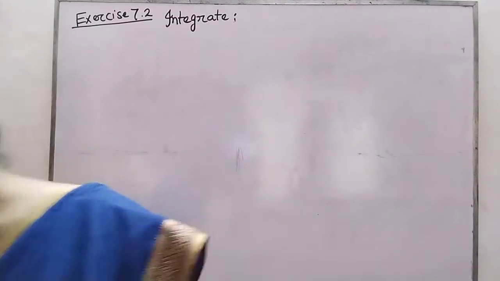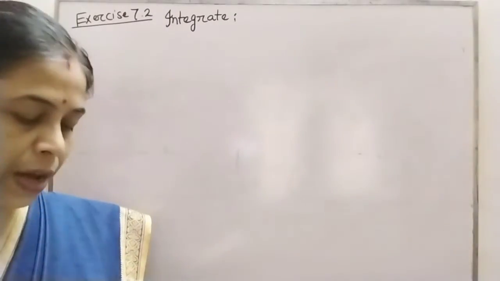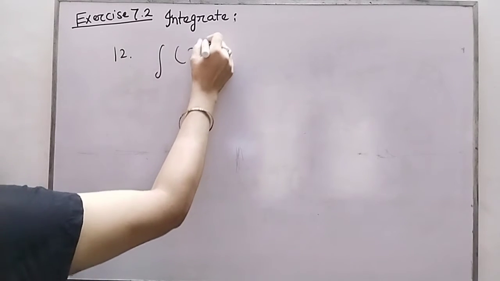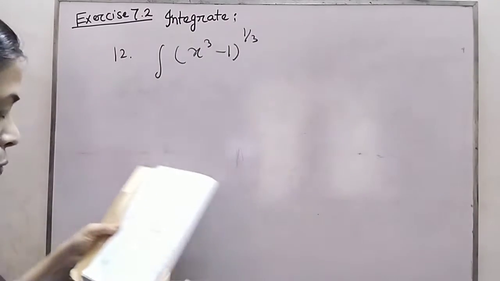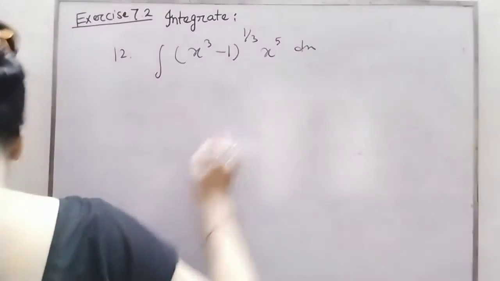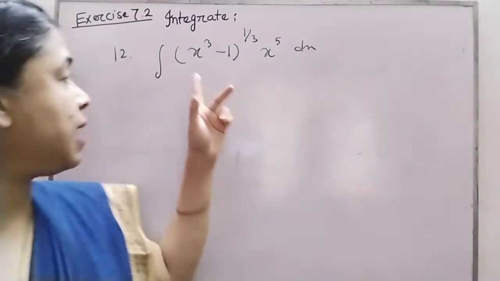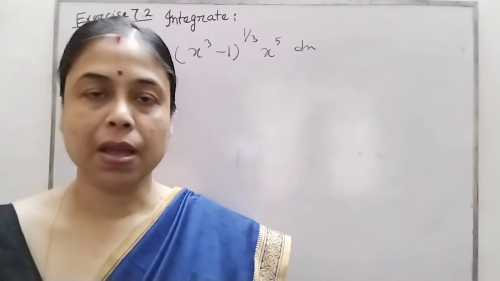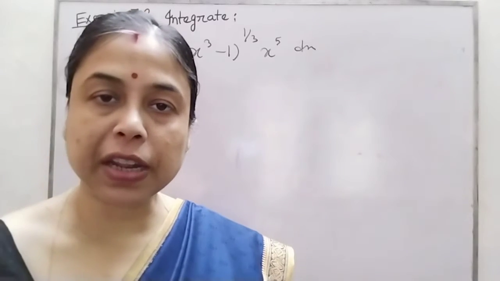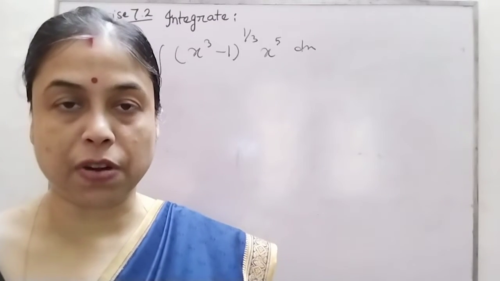Let us see what the question is. Question number 12 is integration of x cube minus 1 whole to the power 1 by 3 into x to the power 5 into dx. Here you see the power 1/3 is there. Generally it is difficult for us to break a 1/3 power, is it not? So let us convert it into a single number. Then our calculation we can convert to a simple form.